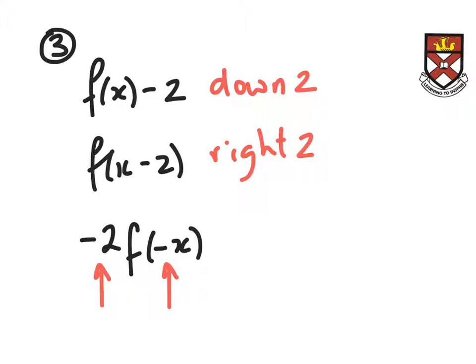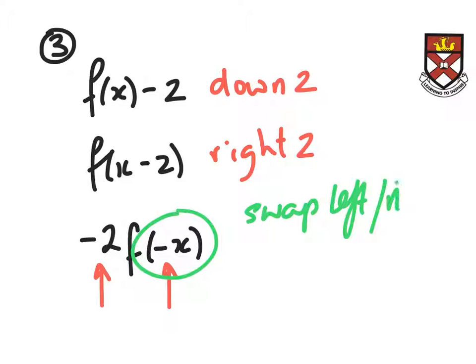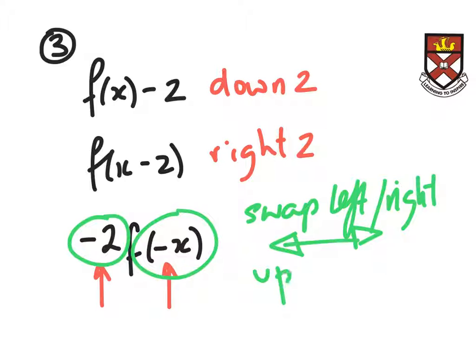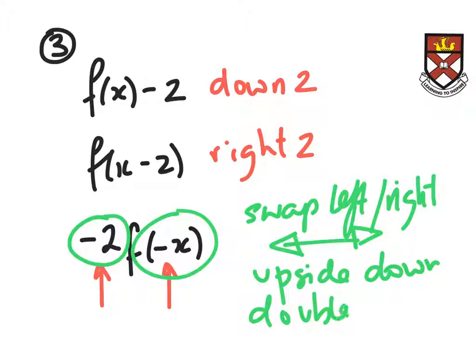Okay, so if we deal with this one first of all, f of -x, that means that you swap the graph left and right. So flip it left and right. Then we'll deal with the -2 on the outside. That means upside down and double the y coordinates.